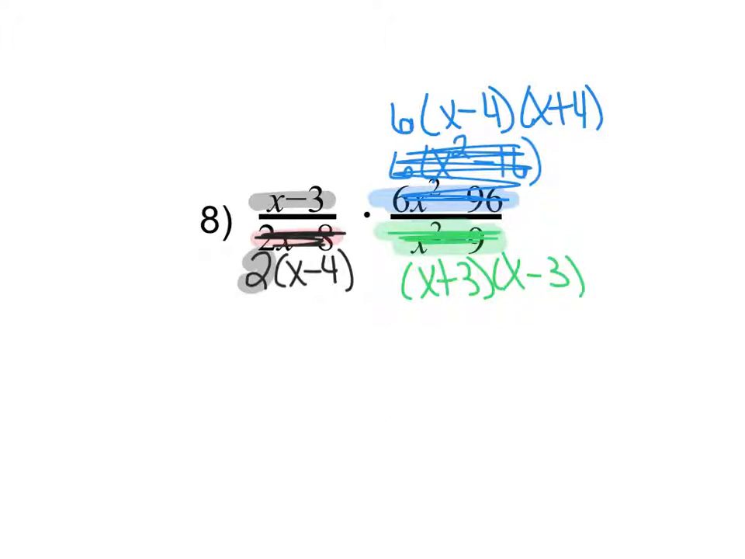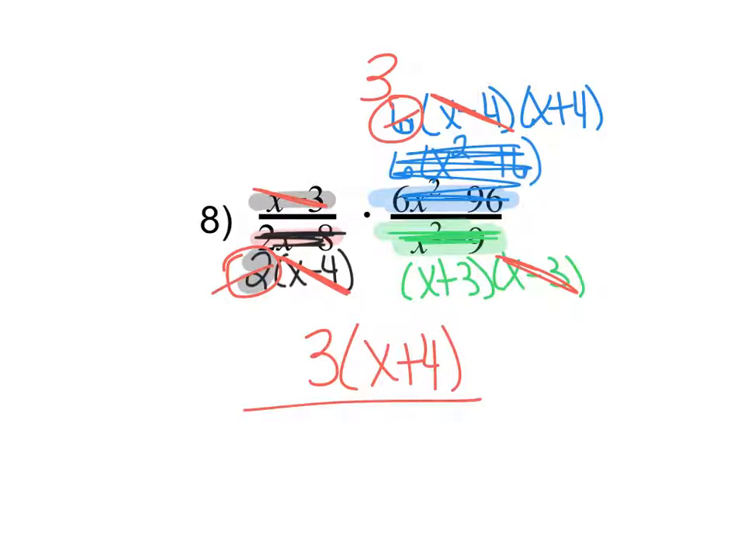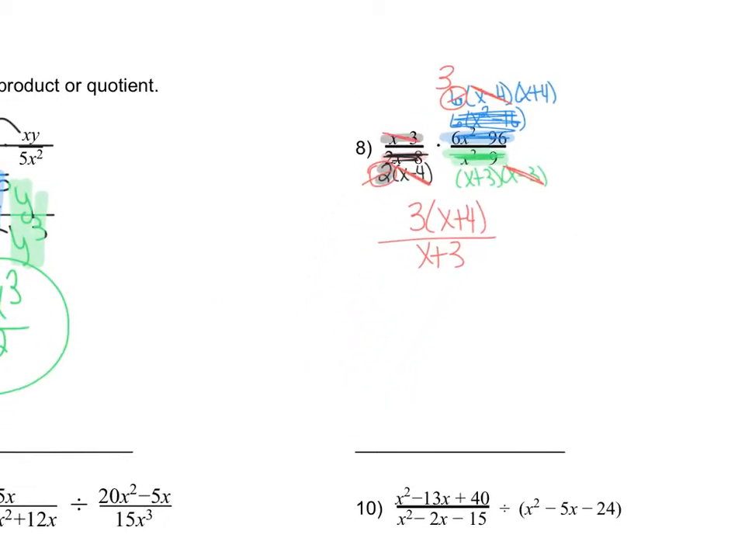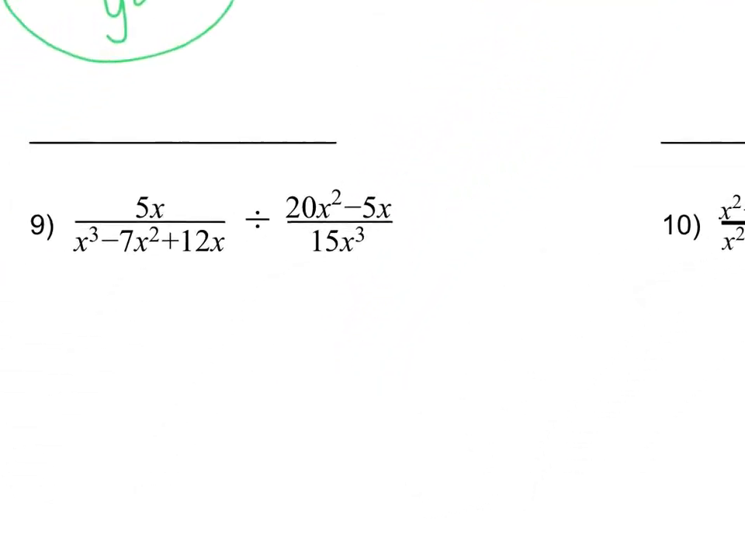Now I'm going to look top to bottom and see if there's anything that I can cross out. Well, I've got an x minus 3 here and an x minus 3 here. I've got an x minus 4 and an x minus 4. And be careful because I've got a coefficient here and a coefficient here. 6 divided by 2 is 3, so I'm going to have that reduce. And what I'm left with is 3 times x plus 4 in the numerator and x plus 3 in the denominator. Again, when in doubt, factor, factor, factor.